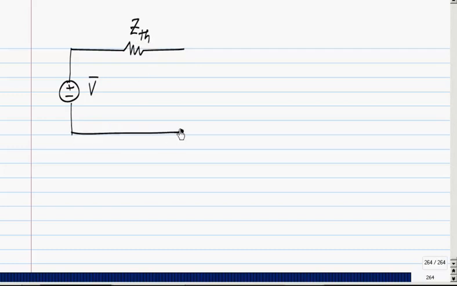If you have any network with independent sources and R's, L's and C's, we can always represent that with some phasor V and equivalent impedance ZTH. Okay, so this is like V and RTH, except that both the voltage V and the impedance are complex in general. Now what we want to find out is what is the load ZL I should connect to it so that I absorb the maximum power from this V.